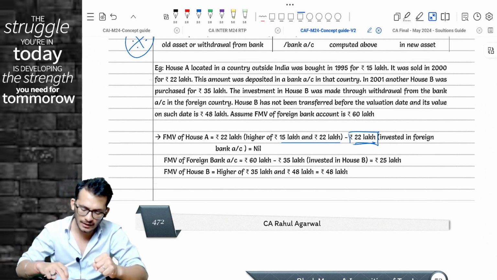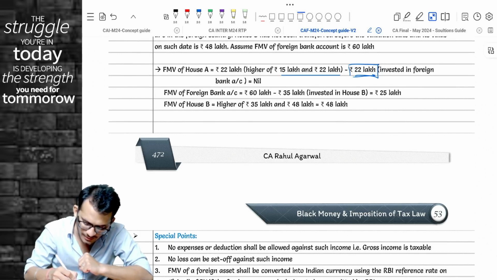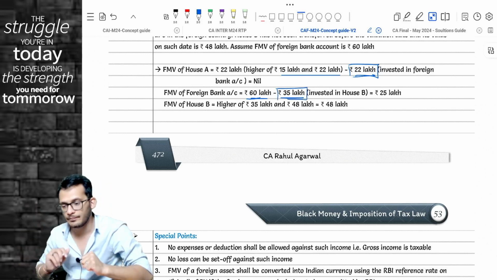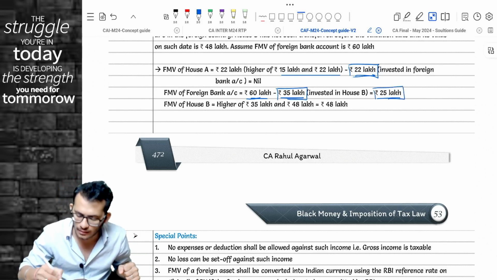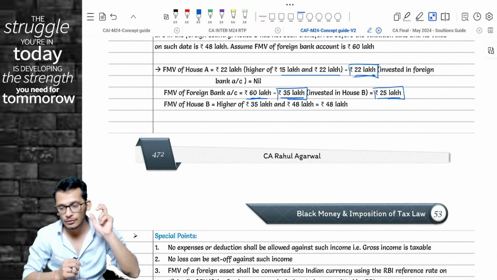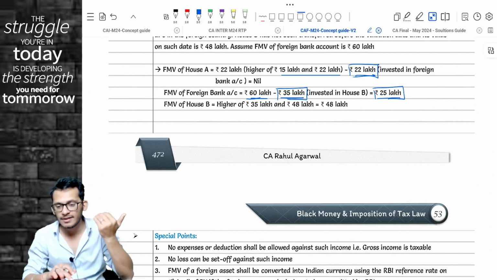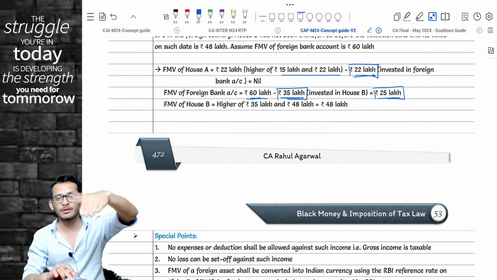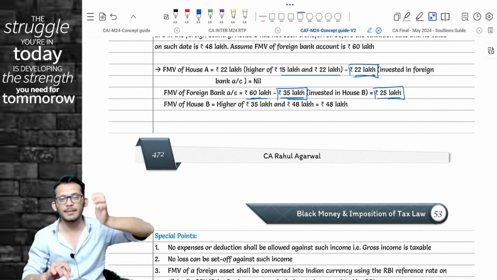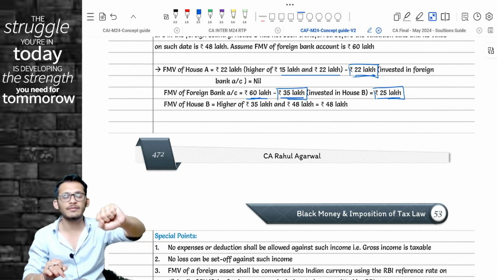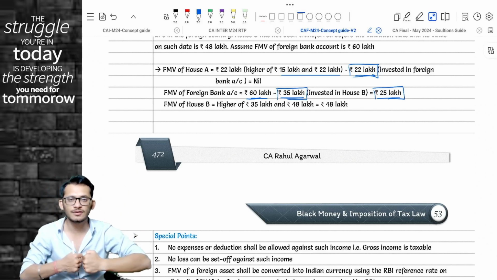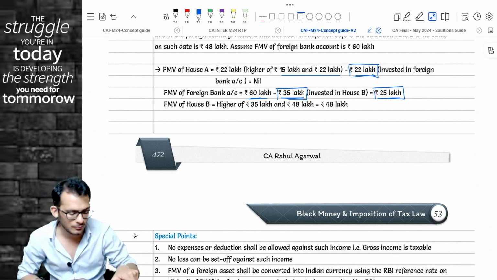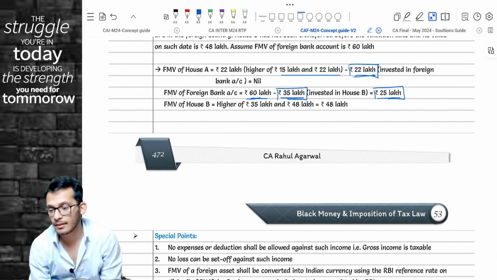No. Therefore, they came and said, Rahul, when it comes to bank, you make it 60 lakhs, which is the taxable amount today, minus the 35 lakhs, which you are anyway going to tax in the hands of house B. Therefore, you will tax only 25 lakhs when it comes to bank. In simple words, house A became zero, because the whole money was put into the bank account. The bank became 60 minus 35, because 35 is a part of that 60 which you have used and taxed already in the hands of house B. When it comes to house B, since the house was still available, you took the higher of both. Clear? Yes.